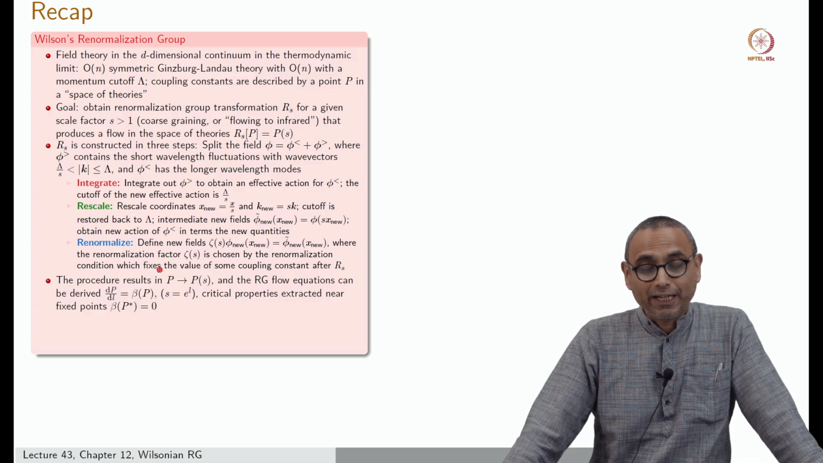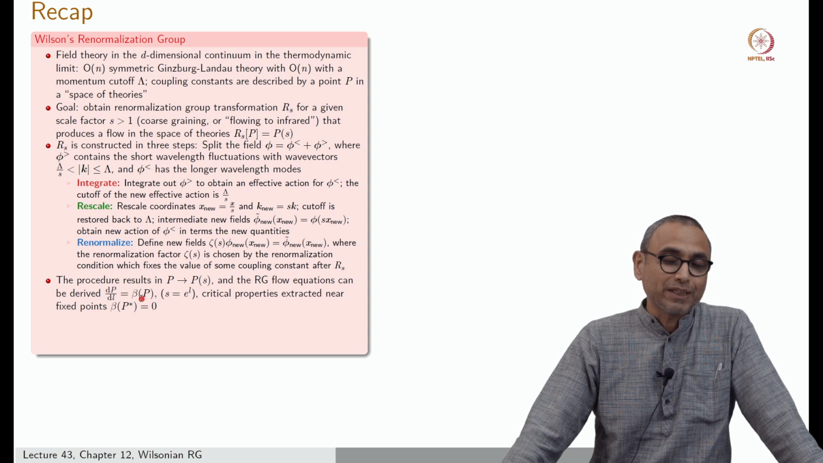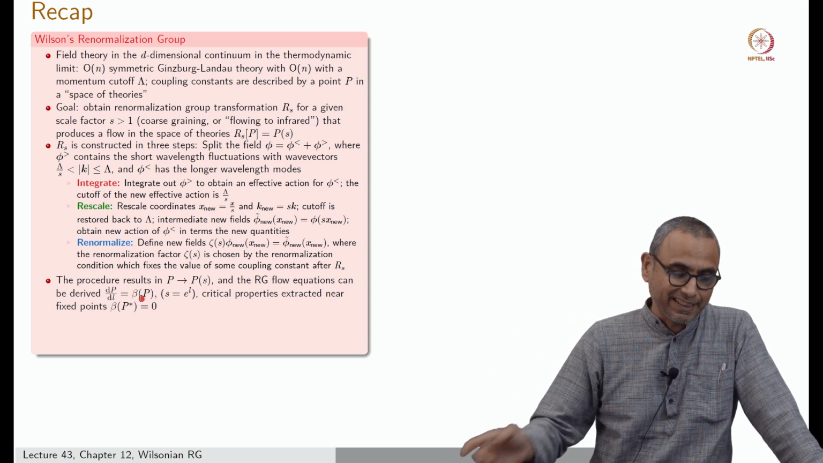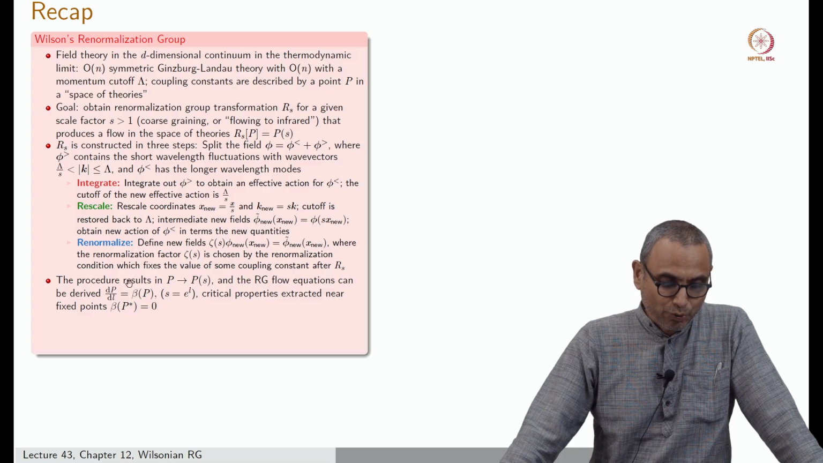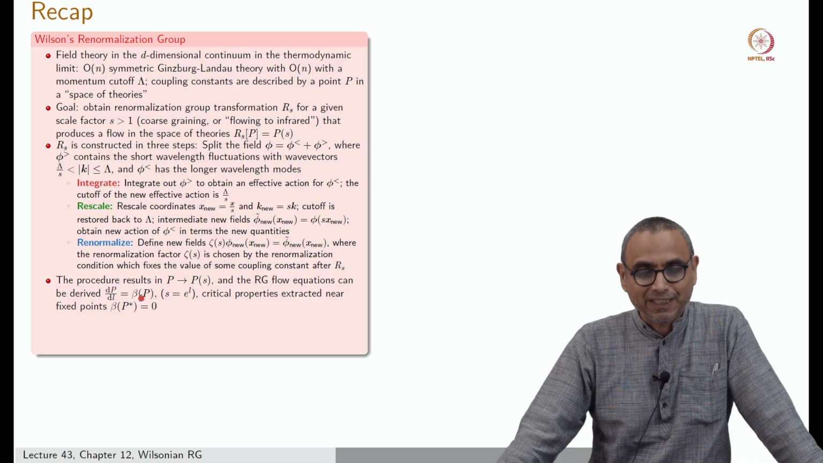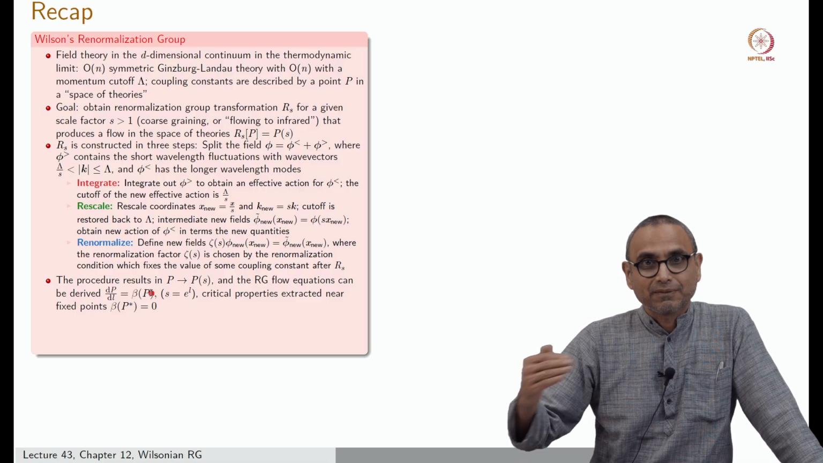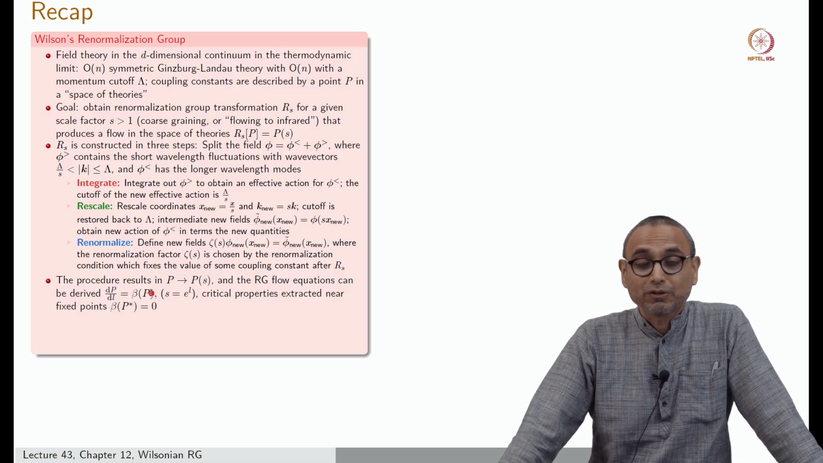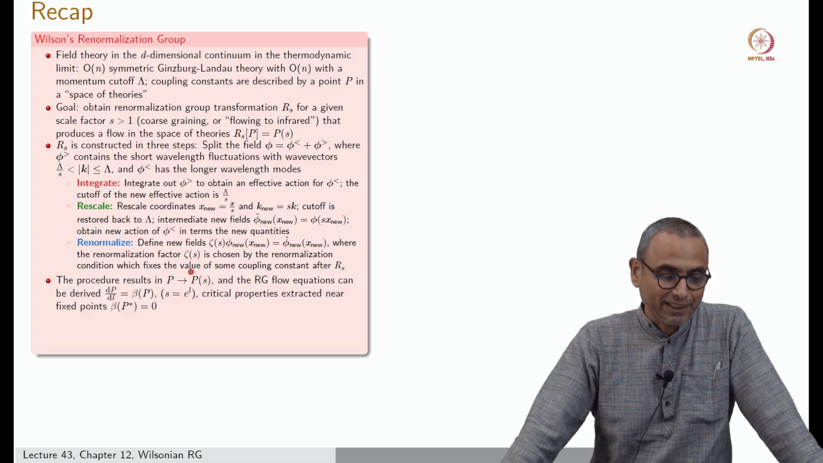And why are you interested in the beta function? Because if you solve the beta function equal to 0, that will give you the set of fixed points of the theory. And if you take this fixed point and study the neighborhood of the fixed point, as we have seen before, the linearized version of the renormalization group transformation about the fixed point can tell you about the critical properties of that fixed point.